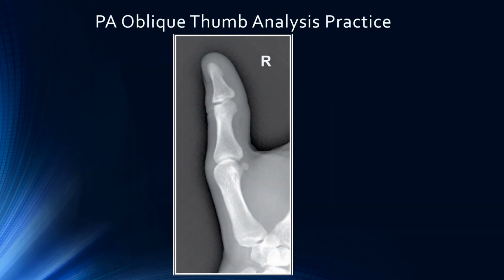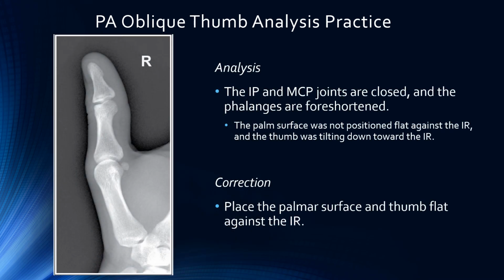PA oblique thumb analysis practice number 1. What do you guys think? Take a look and see what you can review with this image. So the IP and MCP joints are closed and the phalanges are foreshortened, meaning the palm surface was not positioned flat against the IR and the thumb was tilting towards the IR. So for correction, the palmar surface and thumb should be flat against the IR.